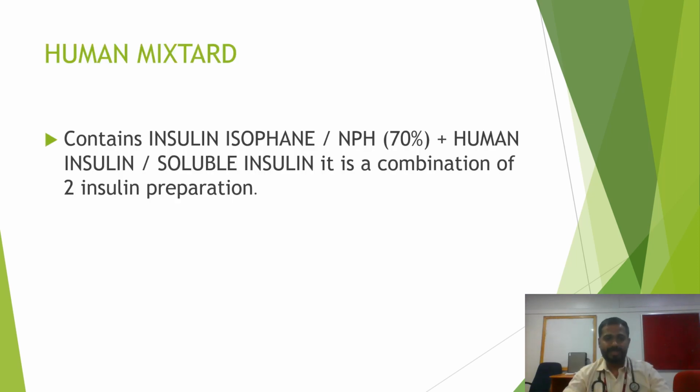Coming to human Mixtard, it is an injectable insulin. It contains two insulin groups, that is insulin isophane and soluble insulin. It is a combination of two insulin preparations. One is long acting and another one is short acting. The side effects are mainly hypoglycemia, weight gain, and injection site reaction also. And it is mainly used to control blood sugars and for correction of hyperkalemia.